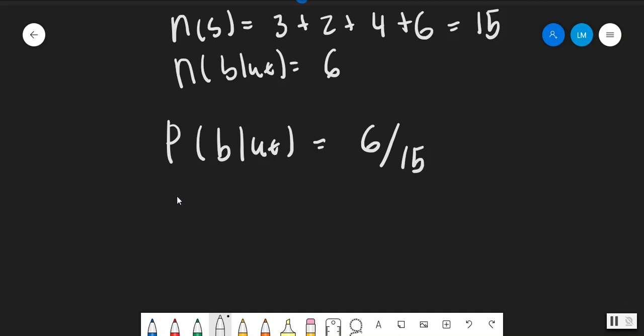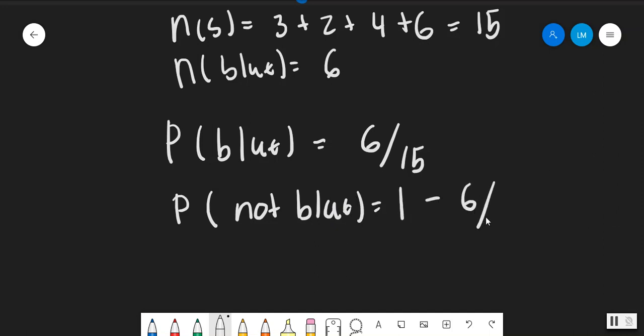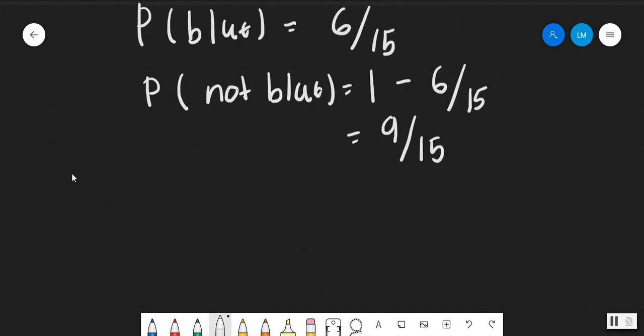So next we'll just do the probability that we don't select a blue. We'll just say not blue. Well, that's just going to be 1 minus 6 out of 15. But if we reduce this even further, that's going to be 9 out of 15. Okay, but while that is the solution, this can be reduced even further. This reduces to 3/5. So that gives us 3/5, which is equal to 0.60.